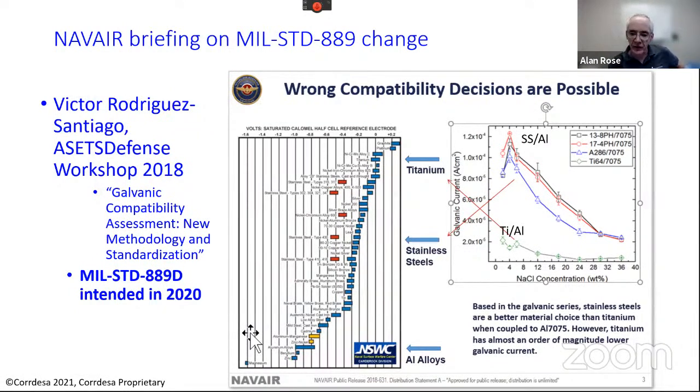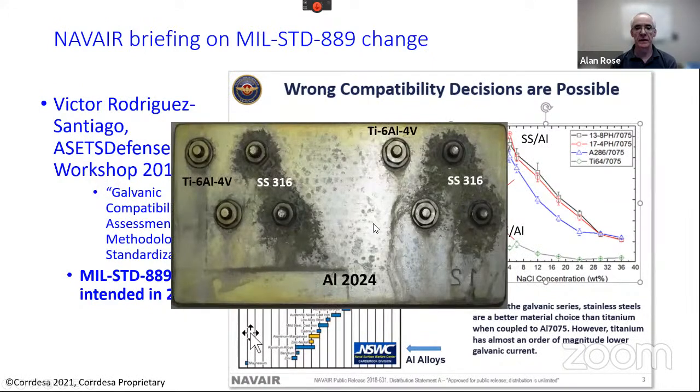But for titanium, it actually flips, because when you look at the curves over here, looking at stainless steel and aluminum and the titanium and aluminum couples, and we look at concentration of the salt, and the galvanic corrosion current that we find for stainless steel and aluminum, these corrosion currents are much, much higher compared to titanium, which is the converse when you look at a potential approach. So this clearly needs to be tackled and was proposed to be tackled in this MIL standard. And here's proof in the pudding, really. We have titanium fasteners, aluminum 2024, and stainless steel fasteners, and the corrosion is around the stainless steel.